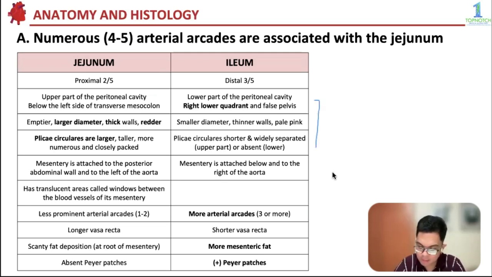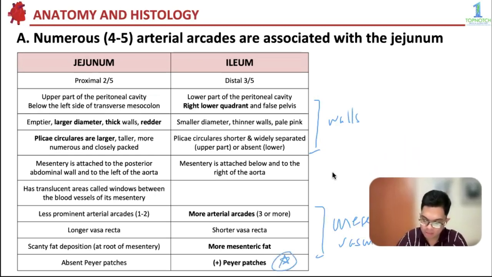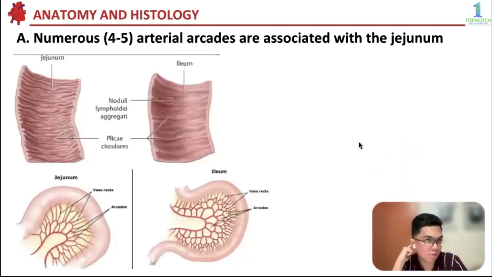So all of these pertain to the walls of the jejunum versus ileum. And ito naman is the mesentery and the vasculature. Okay, so differences. So the jejunum is generally thicker, has thicker walls, has more prominent plicae circulares, and is more vascular and redder. Yung ileum naman, mas maliit, mas manipis, and is pinker, paler siya, kasi hindi siya ganun ka-vascular. In contrast sa mesentery, so mas mataba yung mesentery distally. There's more mesenteric fat, and there's Peyer's patches in the ileum. So in terms of vasculature naman, so I like to remember it this way.